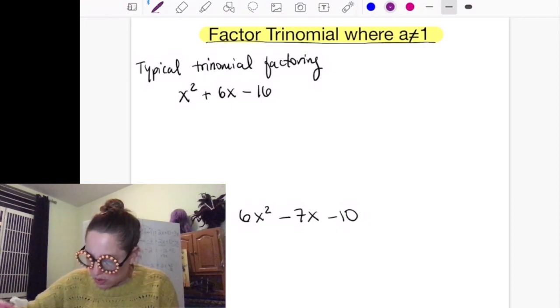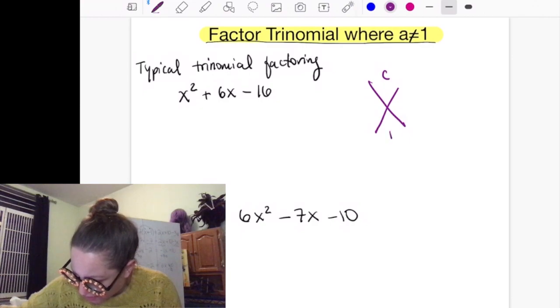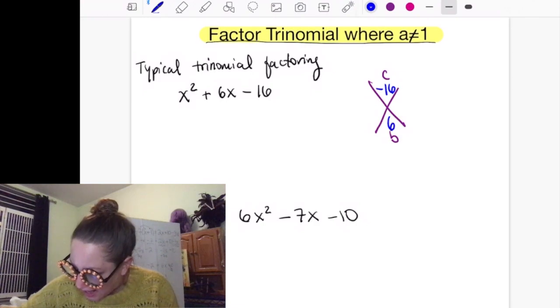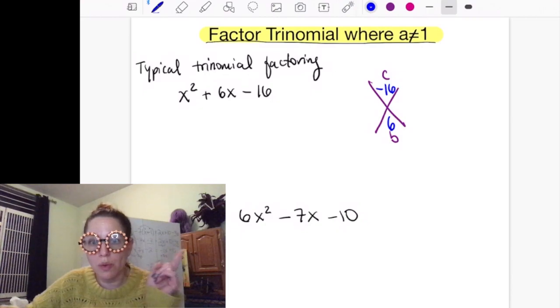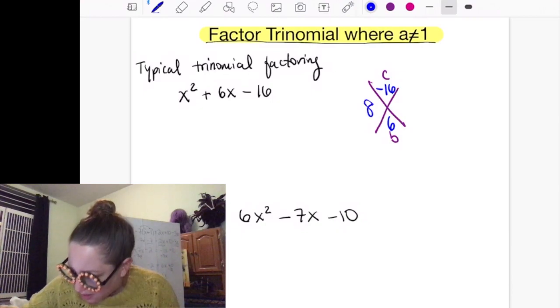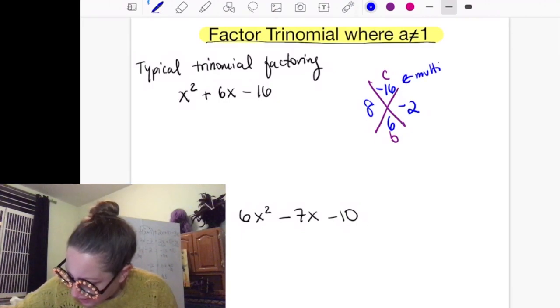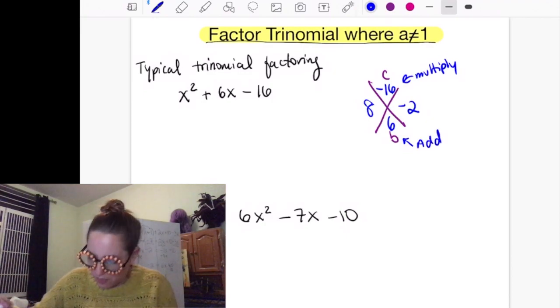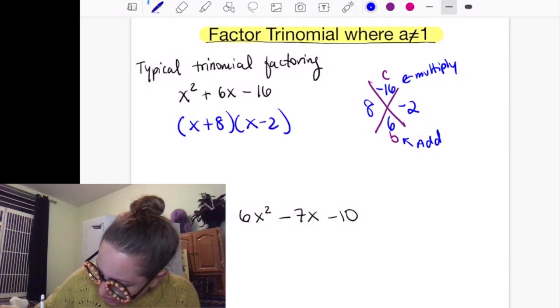Trinomial factoring. So you may know this as old school. You make a little diamond. You put the C up here and the B here. So you say what multiplies to negative 16 and adds up to 6. Well, multiplies to negative 16, 8 and 2, but one of them has to be negative, and it's going to be the negative 2. So you're finding the two numbers that multiply to C and that add up to B. So hopefully you remember that. And when you write it, you write x plus 8 because that's positive, and x minus 2 because that's negative.